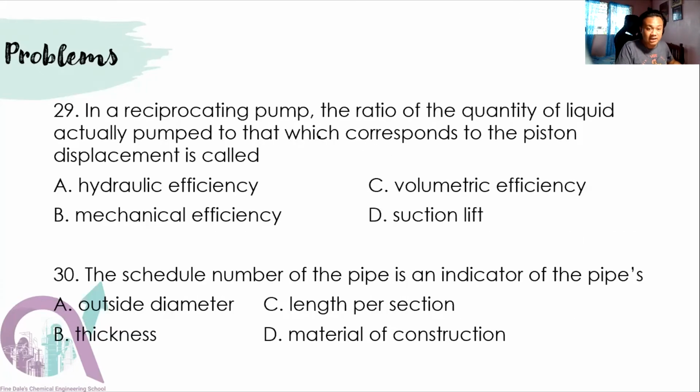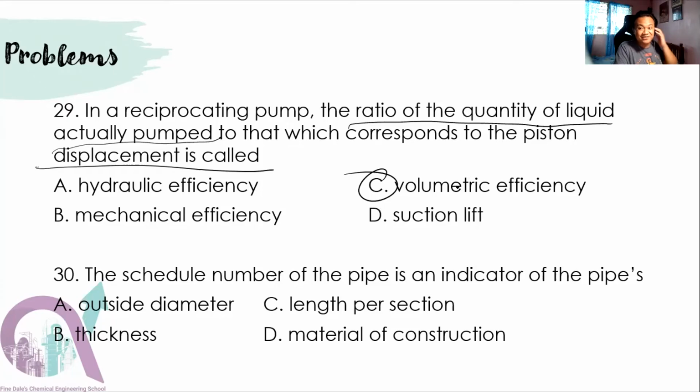So 29, the ratio of the quantity of the liquid actually pumped to the piston displacement is called volumetric efficiency. Quantity of the liquid actually pumped corresponds to the piston displacement. So that is volumetric efficiency.